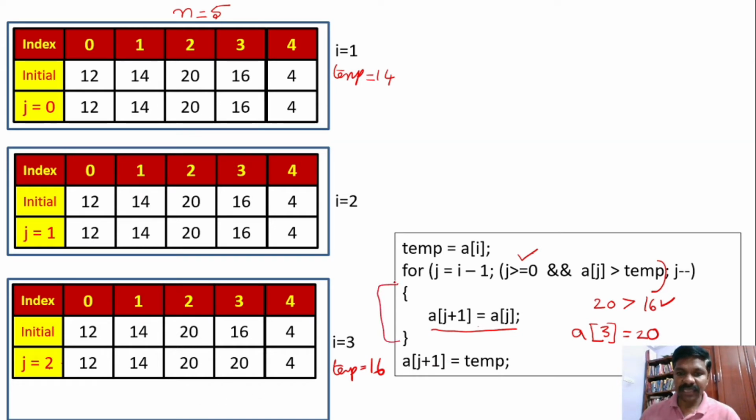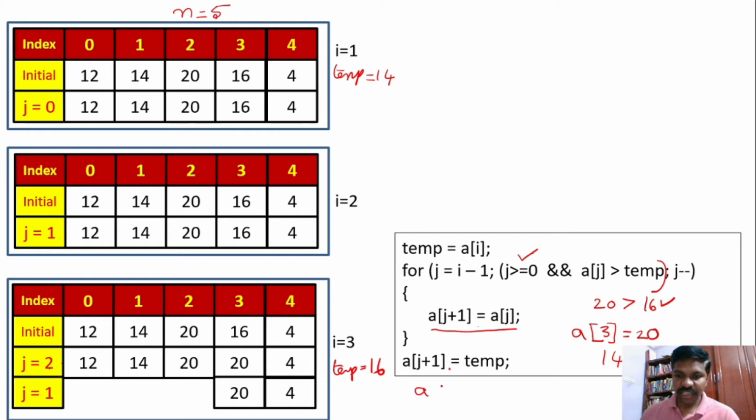Next, it will go back and j will be decremented here because it is j minus minus. Then my j becomes 1 now. Let us see the condition. j must be greater than or equal to 0. The condition is true. What about the other condition? a of j means a of 1, 14, is greater than temp. Temp is equal to 16. This condition fails. Since this condition fails, it will not execute and it will come to this point.